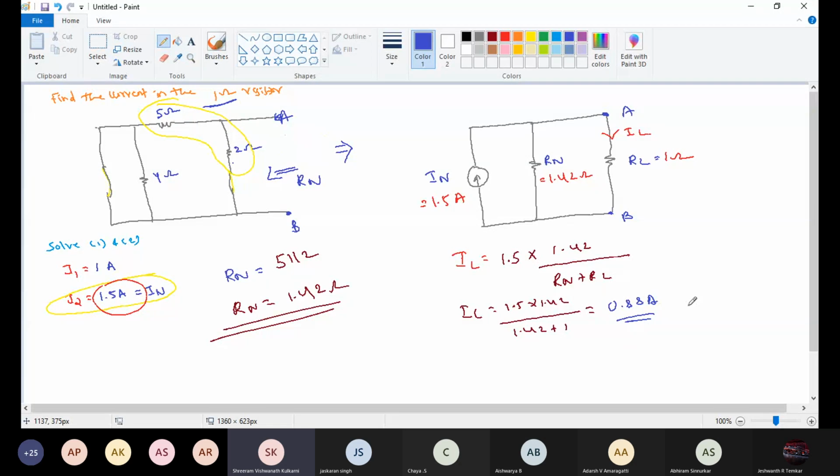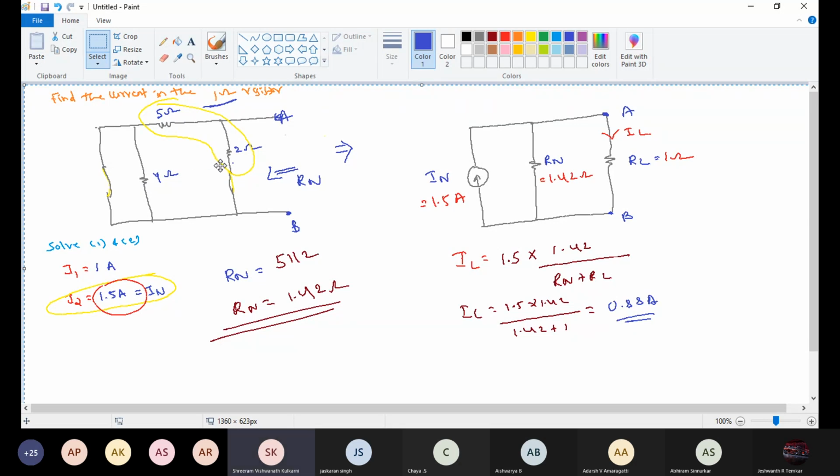Okay, now everyone understood this problem, right? What are the four resistors? See, here if you are seeing the resistance Rn from points A and B, it's a short circuit. This will become redundant.